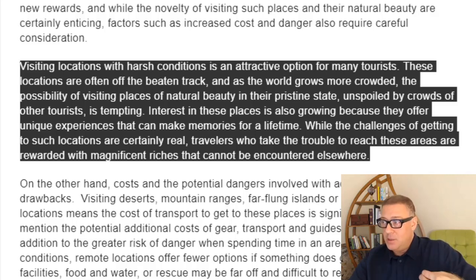So again, this is what IELTS is talking about when they're talking about discussing both points of view. I'm not taking the other point of view. I'm just acknowledging that that is a disadvantage, and I've thought about that when coming up with my own ideas. So while the challenges of getting to such locations are certainly real, I'm saying, yes, that is a problem. But if you can get beyond that, there are some real benefits for you.